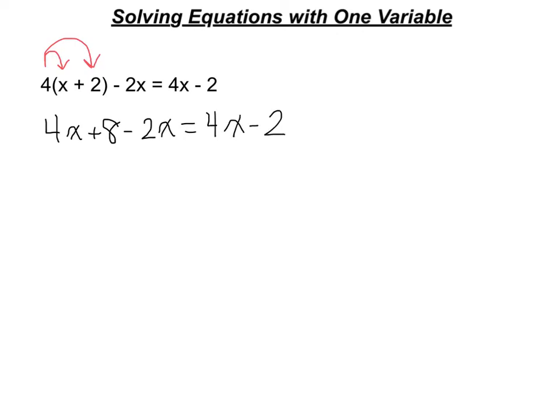Our next step is to combine any like terms that we may have. On the left side of the equation, you'll notice that we have a positive 4x and a negative 2x. Those can be combined. 4x minus 2x gives us a positive 2x. Again, copy down the rest of the terms in the equation that we haven't dealt with yet.